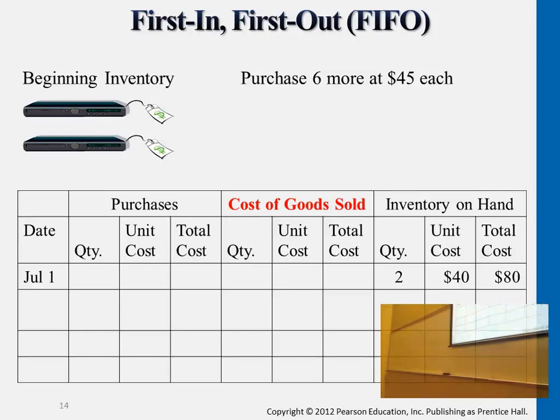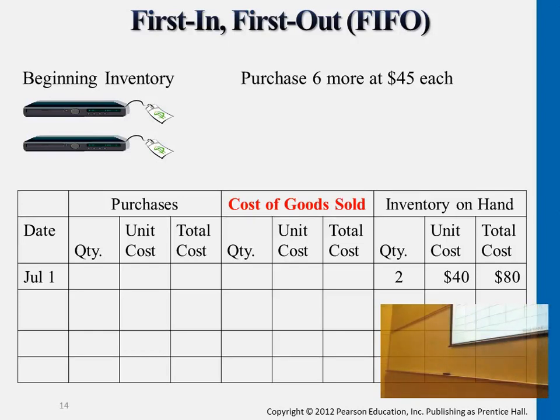Let's assume that in beginning inventory we have 2 sets of DVD players, and each player our company earlier purchased from the vendor at $40 each. So you see inventory on hand, July 1st, we have 2 players, each purchased earlier at $40. This is the cost that we used to purchase from our vendor, the purchase side of the transaction. So altogether, we have inventory cost of $80 now. Okay, so this is the first entry.